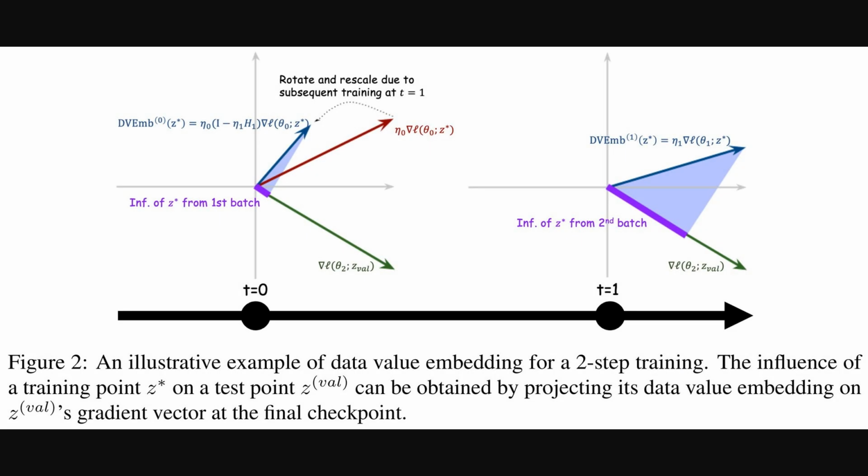Building on that, Figure 2 provides a nice illustration of how their proposed data value embedding, or DVEmb approach, works conceptually. It shows a simple two-step training process. You see, the DVEmb vector for a training point evolves. It rotates and rescales from t = 0 to t = 1 due to subsequent training. And crucially, the influence on a test point is calculated by projecting this final embedding onto the test point's gradient vector.